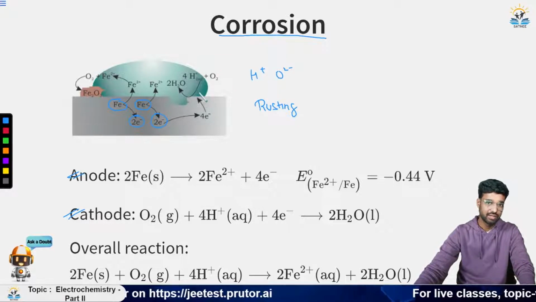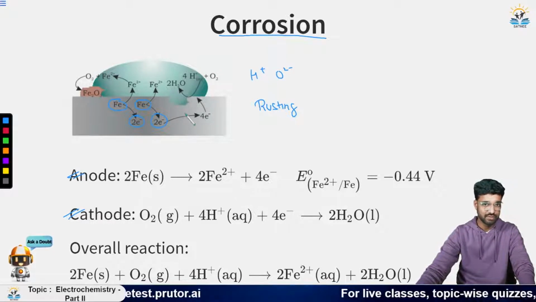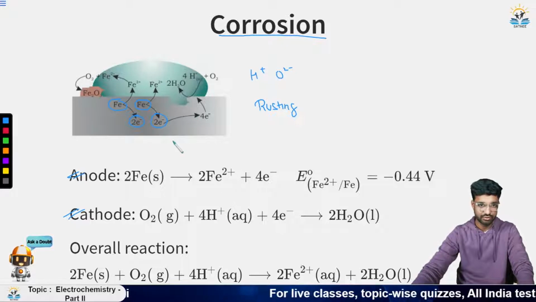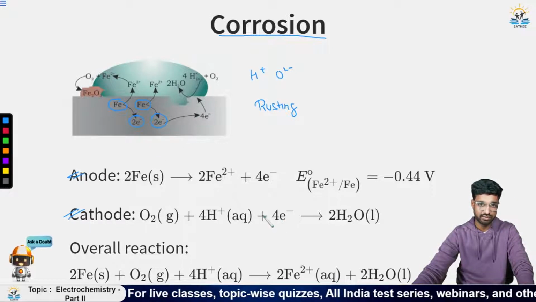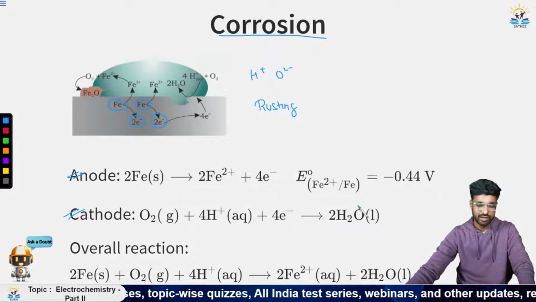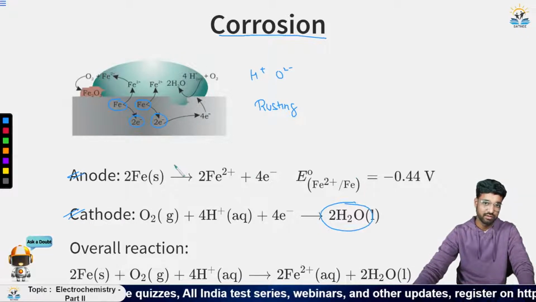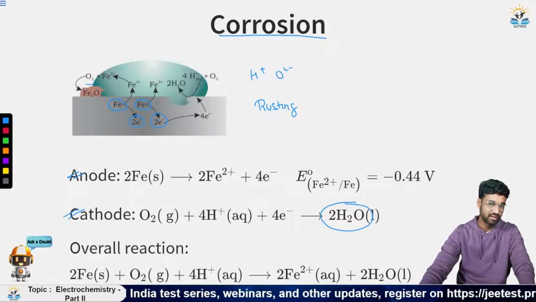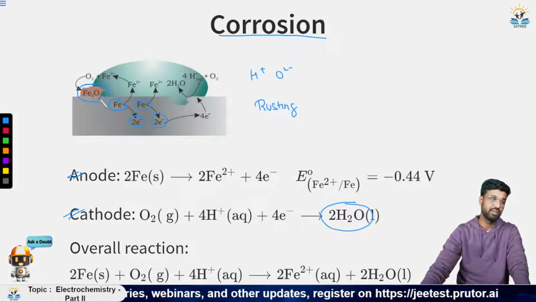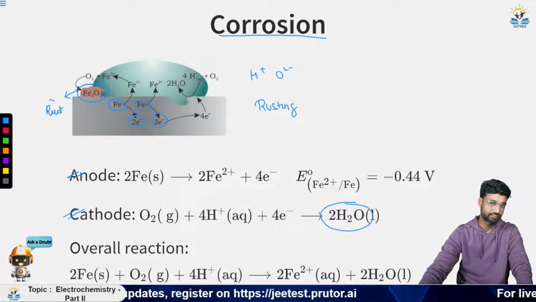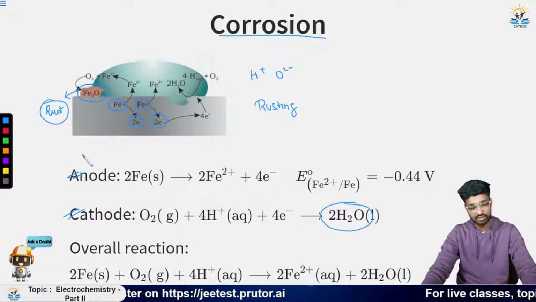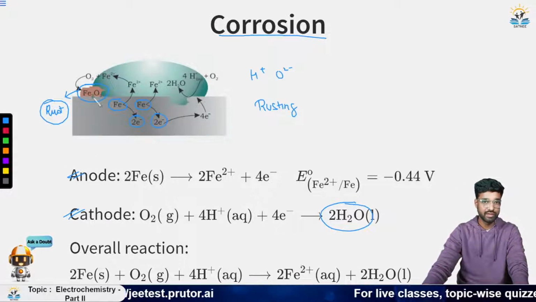Okay. Now this H plus here is taking the electron that is released by this Fe. So it is taking this electron, and we get here 2H2O plus the oxidized form of iron, which is Fe2O3. So this is the representation of rust that is formed. Okay, so this is an overall representation of corrosion.